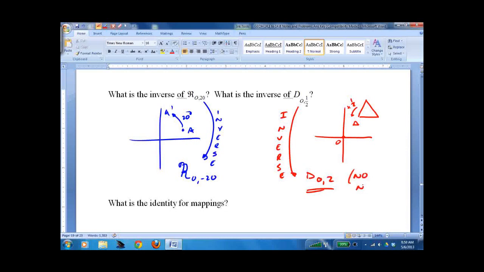Big problem a lot of people get confused by. Negative? No negative? No negative. You don't have to worry about it.